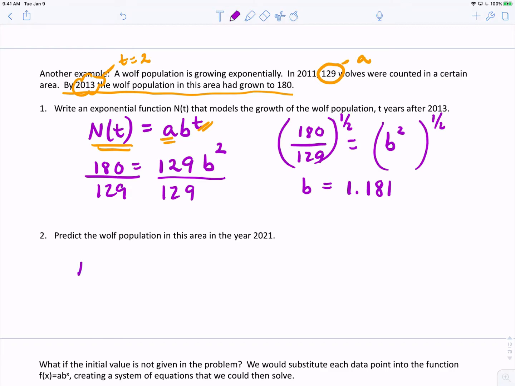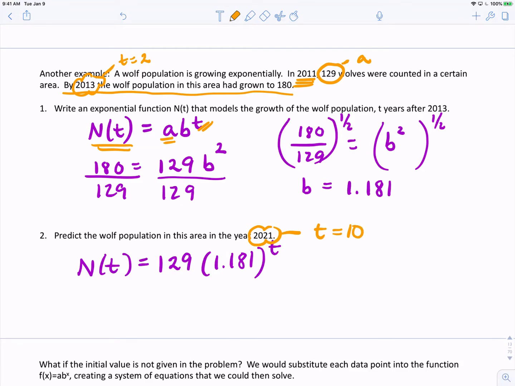And so our function would look like this. N of t is equal to our initial amount, 129, times 1.181 raised to the t power. Predict the wolf population in this area in the year 2021. So the year 2021, if t is being measured after 2011, would be a t value of 10.